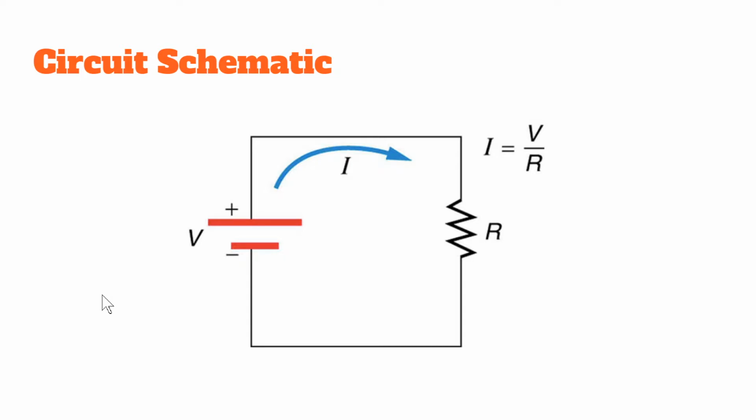So this is a basic circuit schematic. Like I introduced, the voltage is your power source. You have your current going from positive to negative, and it's going to go through a resistor, which is going to resist that current.